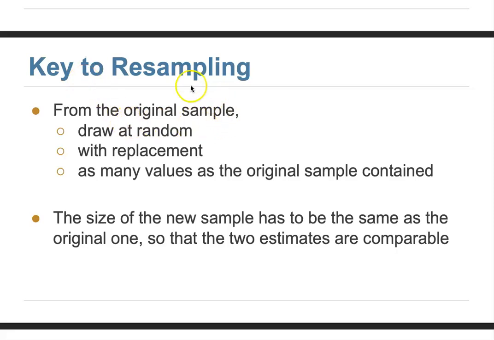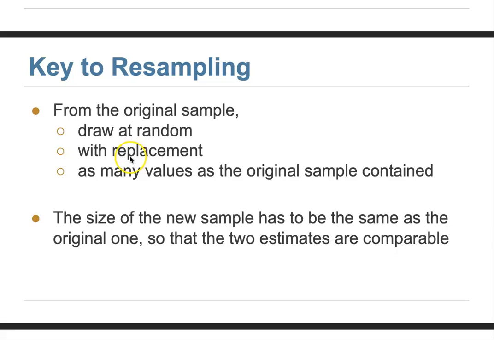The first thing, we need to make sure our original sample is large enough and random. Then, according to this original sample, every time we do the resampling, we draw at random and with replacement. In your resample, maybe some data are repeated, but that's okay. It will contain as many values as the original sample.